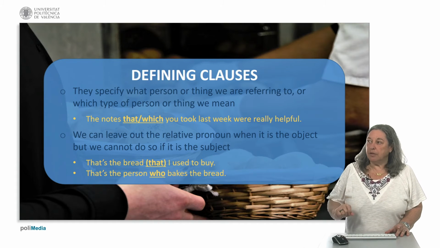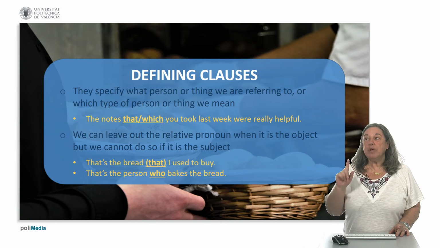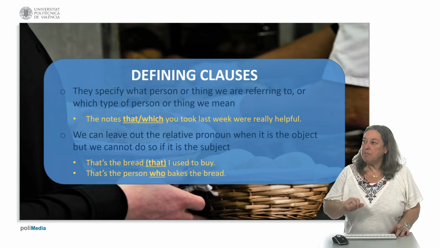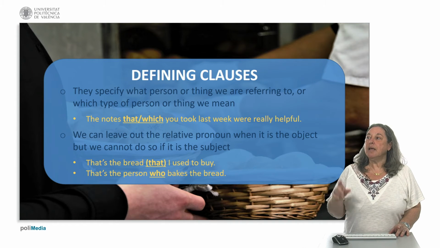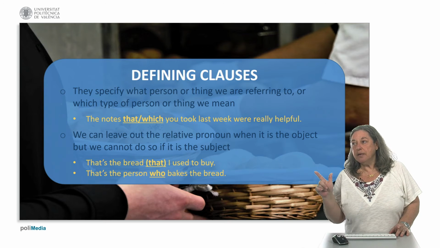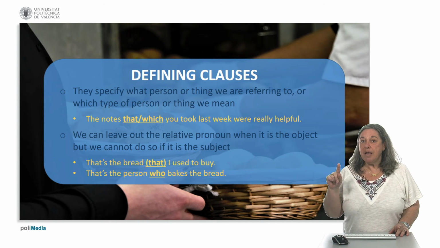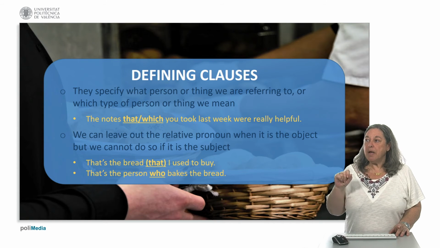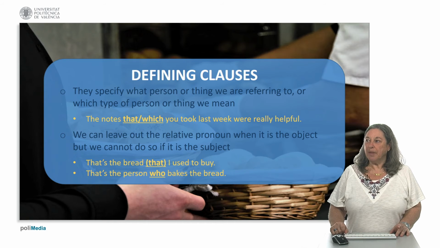We can leave out the relative pronoun when it is the object, but we cannot do so if it is the subject. Now, please remember that. For example, that's the bread that I used to buy, or we can say, that's the bread I used to buy. That's the person who bakes the bread. Okay? Right, so that's the difference there.